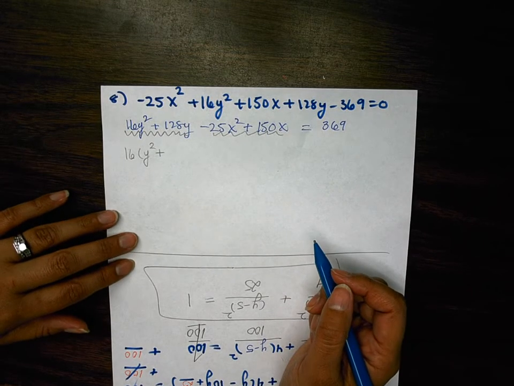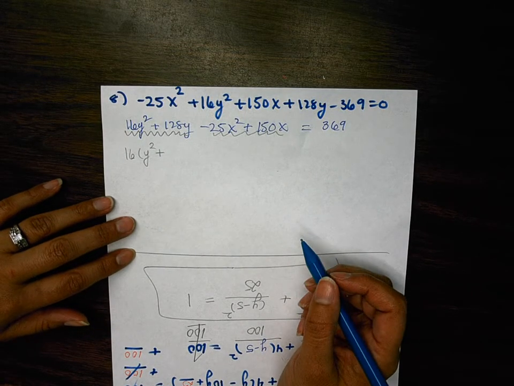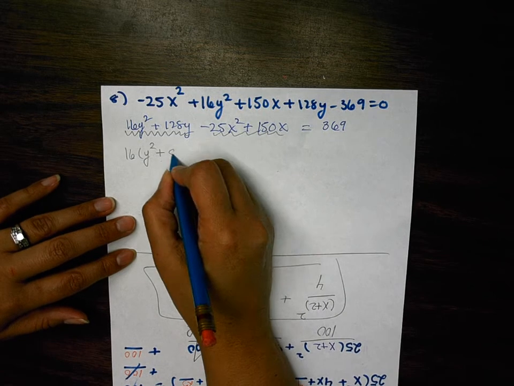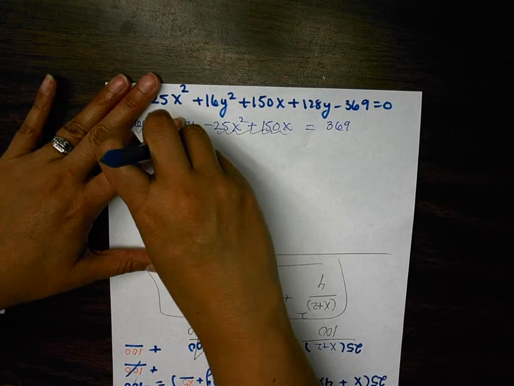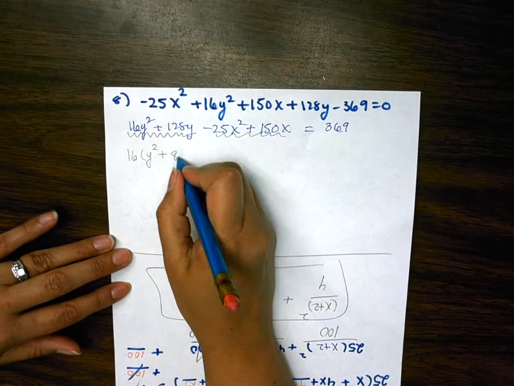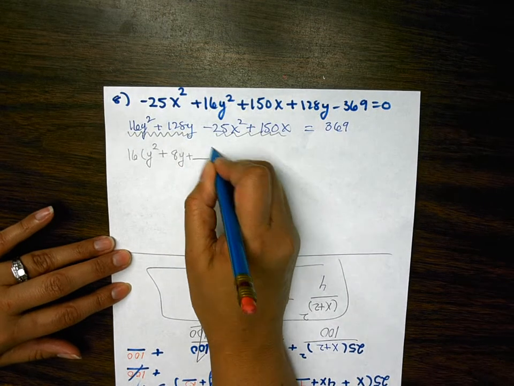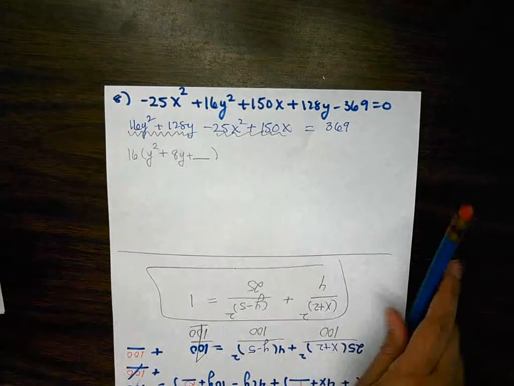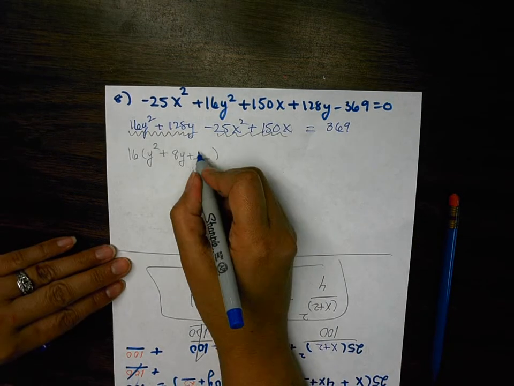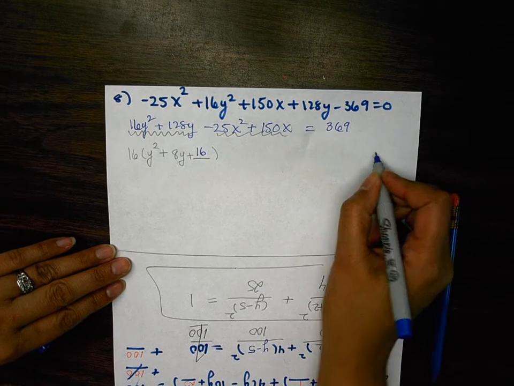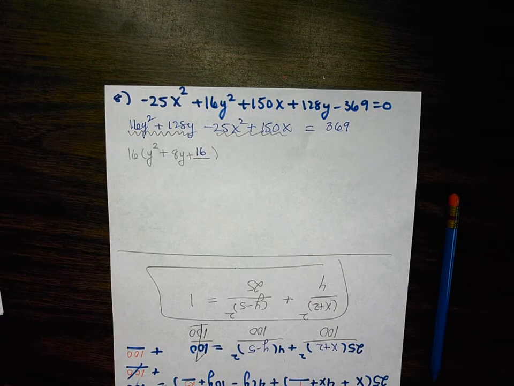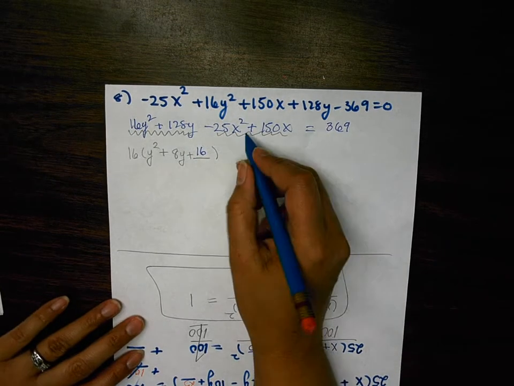16, leaving behind y squared plus 128 divided by 16 is what? 8 plus, oh, what did I forget next to the 8? The y, good. 8y plus what? 16. Now will I put 16 on the other side or 16 times 16?